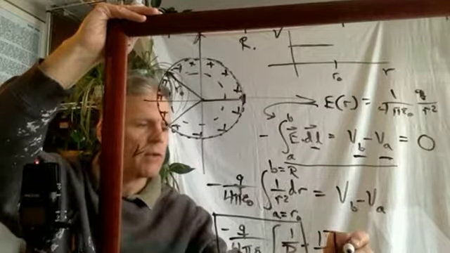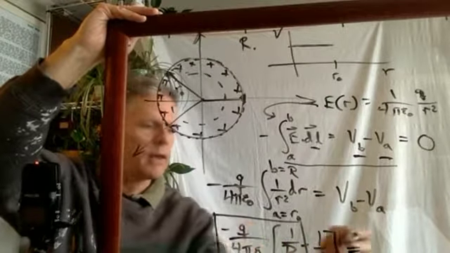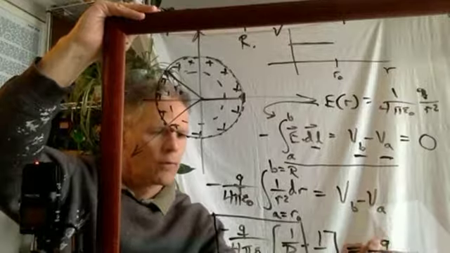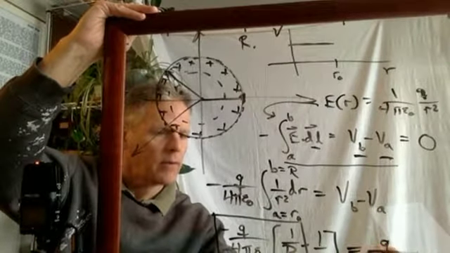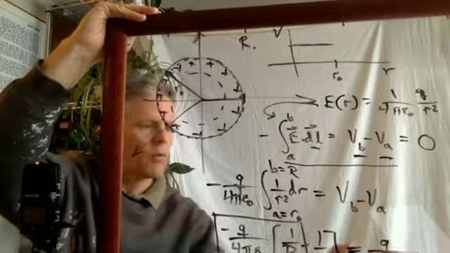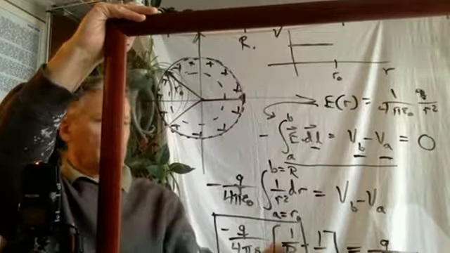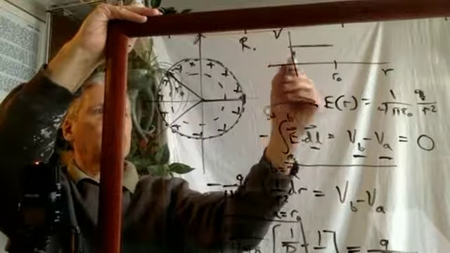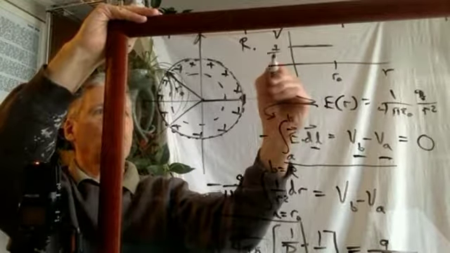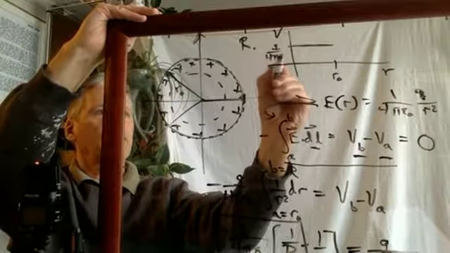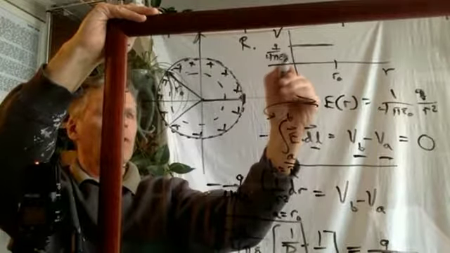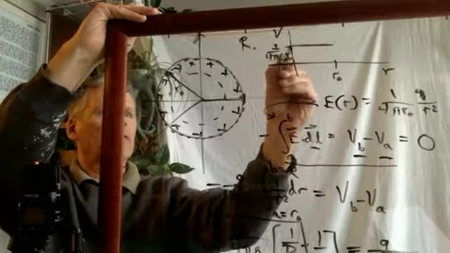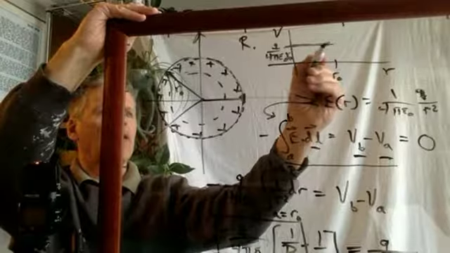So, in this particular case, what does this end up being? It is Q over 4 pi epsilon 0 R0. And you see the signs change there. So what this says is right here we have Q over 4 pi epsilon 0 R0. That's the value right here at the edge of this sphere.